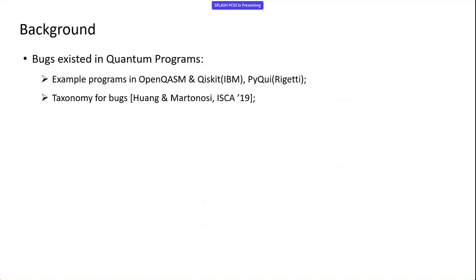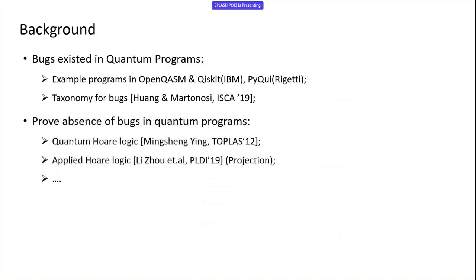So now, generally, we have one method to deal with this problem. That's the verification of the correctness of quantum programs. So this kind of logic is designed for proving the absence of bugs in quantum programs. For example, extending the classical Hoare logic into the quantum setting, where he used the Hamiltonian or observable to work as a quantum predicate.